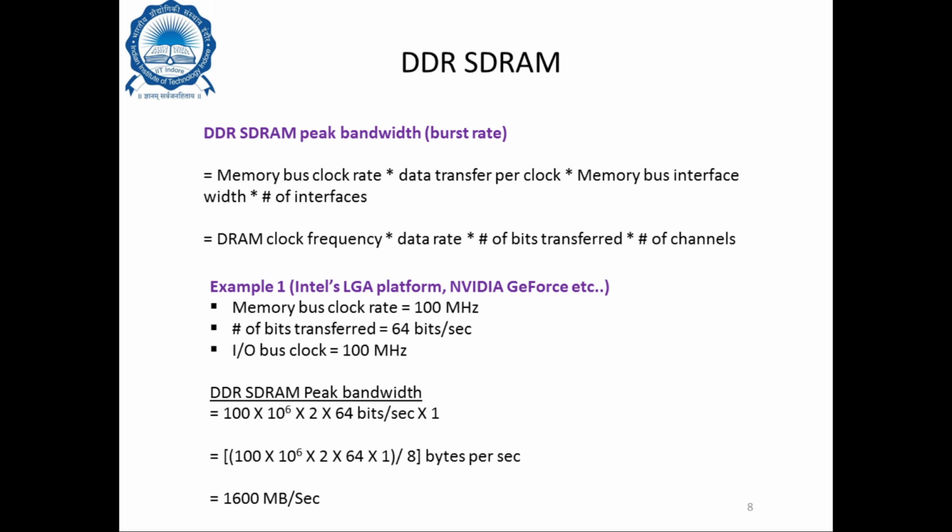So if you put this information into this formula, in case of DRAM clock frequency you put 100 megahertz, which is 100 into 10 to the power 6, multiplied by 2, which is the data transfers per clock, because this is dual data rate, so it's 2, multiplied by the memory bus interface width, which is the number of bits transferred, which is 64 bits per second, and multiplied by the number of channels. So in case of regular DDR, it is single channel, so it's 1. So by computing this information, you get 1600 megabytes per second. Okay, so that refers to the peak bandwidth or the burst rate of DDR SDRAM given by the following specification.